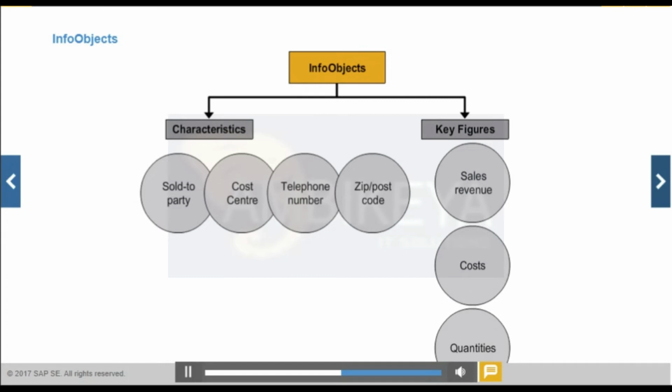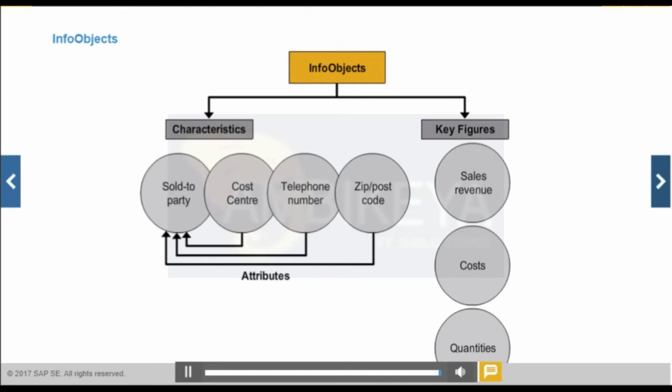If a characteristic is assigned to another characteristic, the first characteristic becomes an attribute of the second characteristic. In the example of the cost center characteristic, if the cost center is assigned to a location, the cost center characteristic becomes an attribute of the location characteristic. Characteristic info objects store master data like texts, attributes, and hierarchies. Info objects are the smallest components of SAP BW and are used to build info providers.